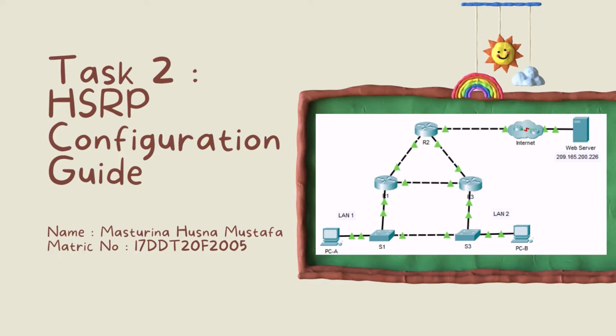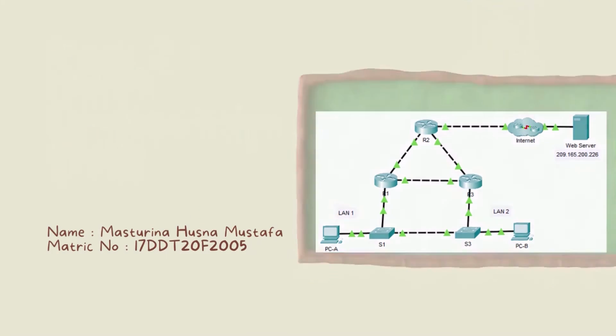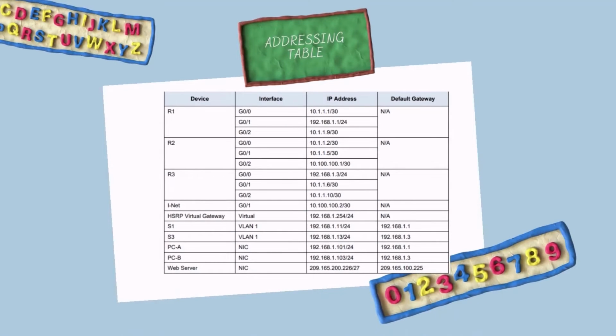So this is the topology for the HSRP configuration guide. Next, this is the addressing table. In this addressing table there are Router 1, Router 2, Router 3, the Internet, the HSRP virtual gateway, S1, S3, PCA and PCB, as well as the web server. All these devices are given an IP address, default gateway and interface.